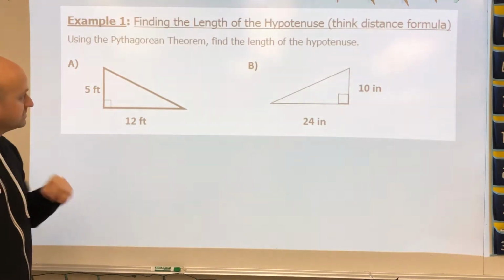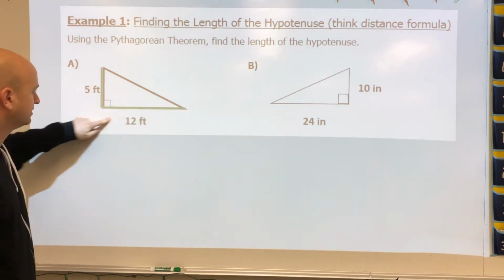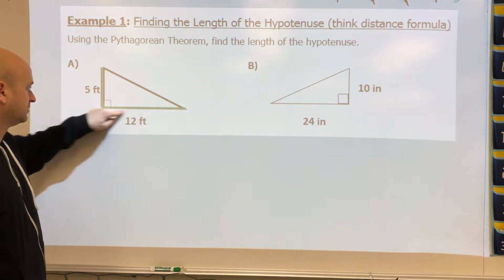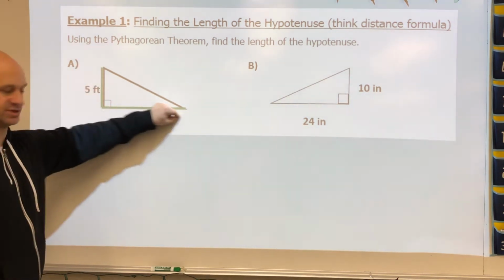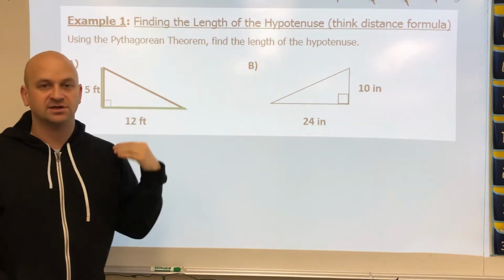Okay, so here's two examples of it. The first step you should do is, again, highlight the two legs. The two legs are the ones that make the 90, so take your pencil and trace it. In this case, we have two legs, and we're trying to find the hypotenuse.